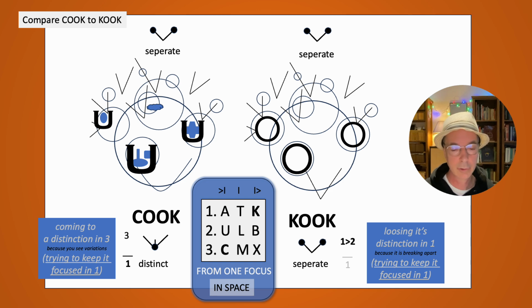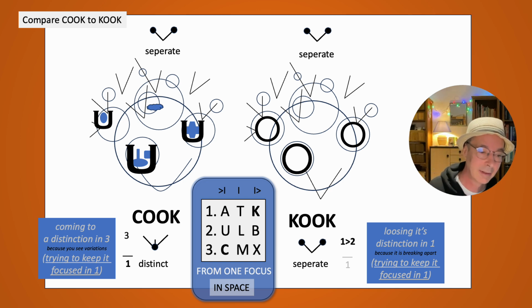So it's also like the first category, the first row in a vertical way, is coming to a distinction. The middle row is the distinction, and the last one is almost losing its distinction. So you can also read it in the theory, and interpret it in that way as well. So the C is trying to come to a distinction because you already see variations, while you try to keep it focused in one vision.